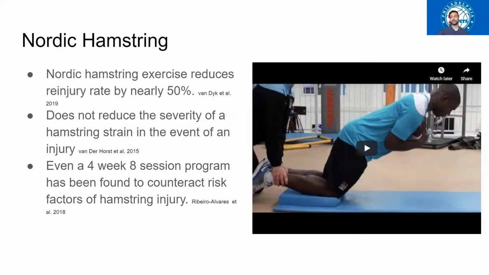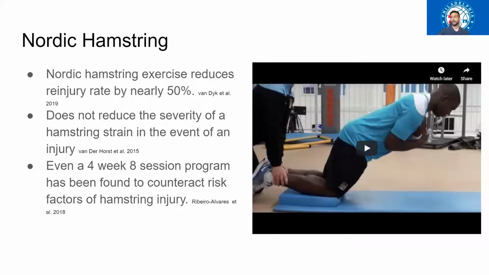There was a drawback though. It didn't reduce the severity of the hamstring strain. So whenever two people, using this intervention or not using it, had the strain or the injury, there wasn't a big difference in how long they were out for. But on the other side of that, even a 4-week, 8-session program was pretty significant in reducing the injury rate.